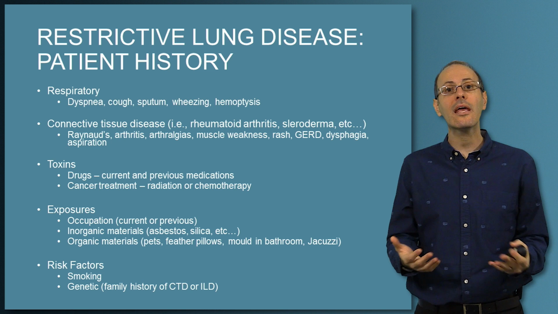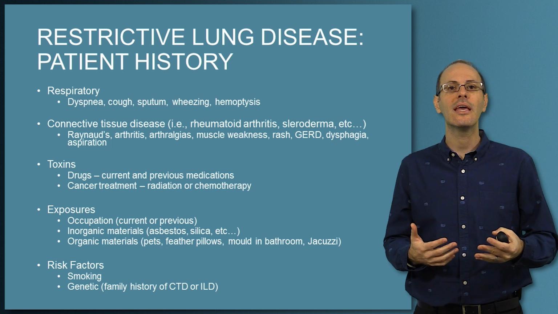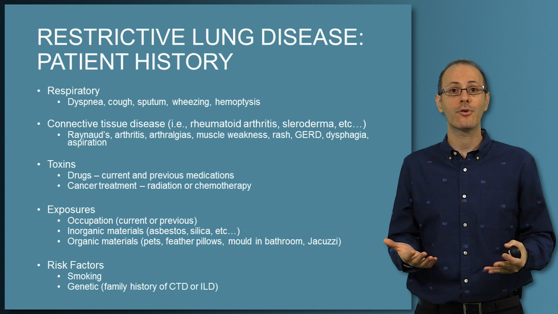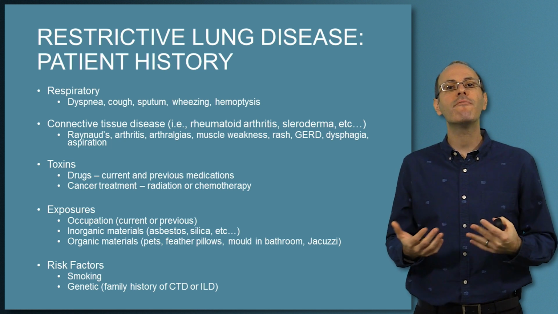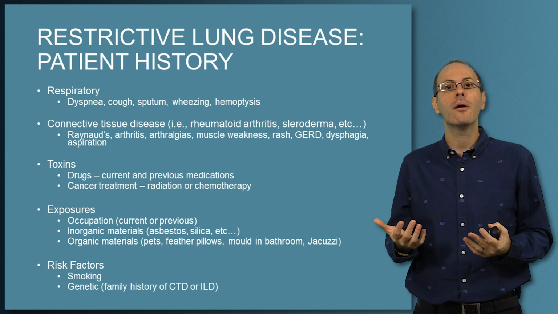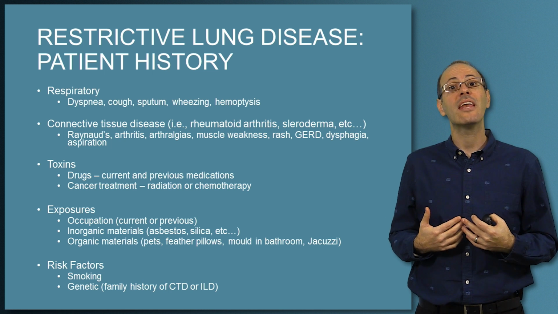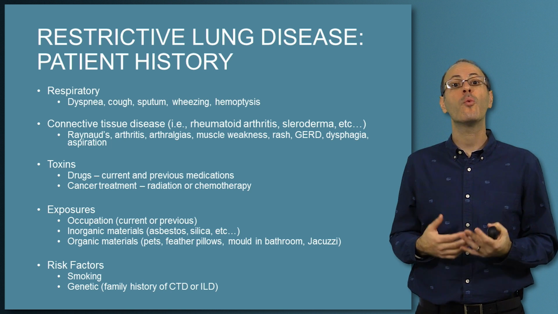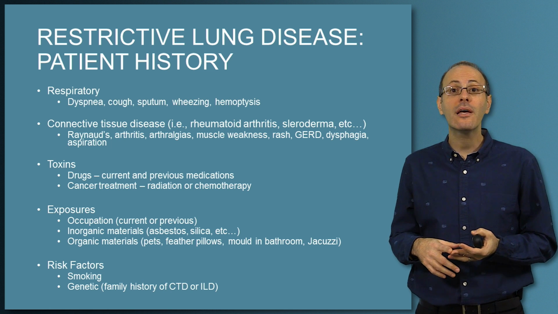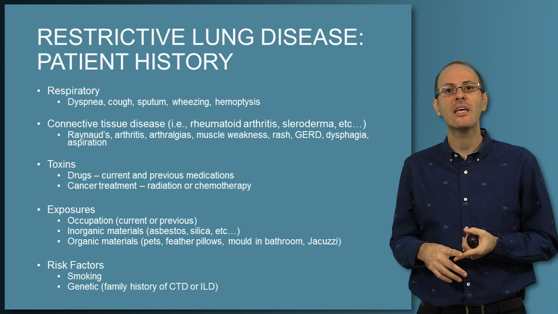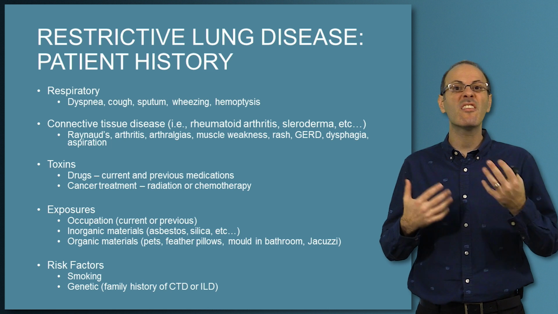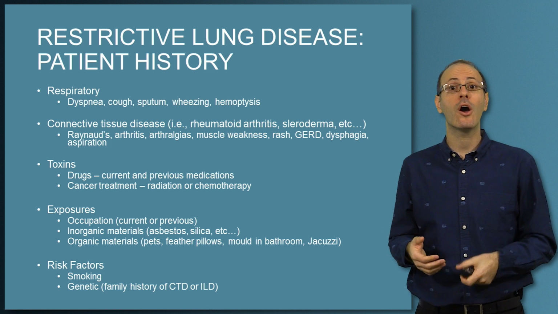We also ask about organic materials. I mentioned inorganic materials that they may be exposed to, but we also ask about organic exposures. So these are things in the environment that have an organic base. Some patients breathe these things in and they're fine, but others will breathe these things in and develop interstitial lung disease. So we ask about specific exposures to pets, feathers, feather pillows, mold in the bathroom or the basement. Even someone who has freestanding water in a jacuzzi that they use every day might be breathing in some organisms that are growing in that water that can cause lung diseases.